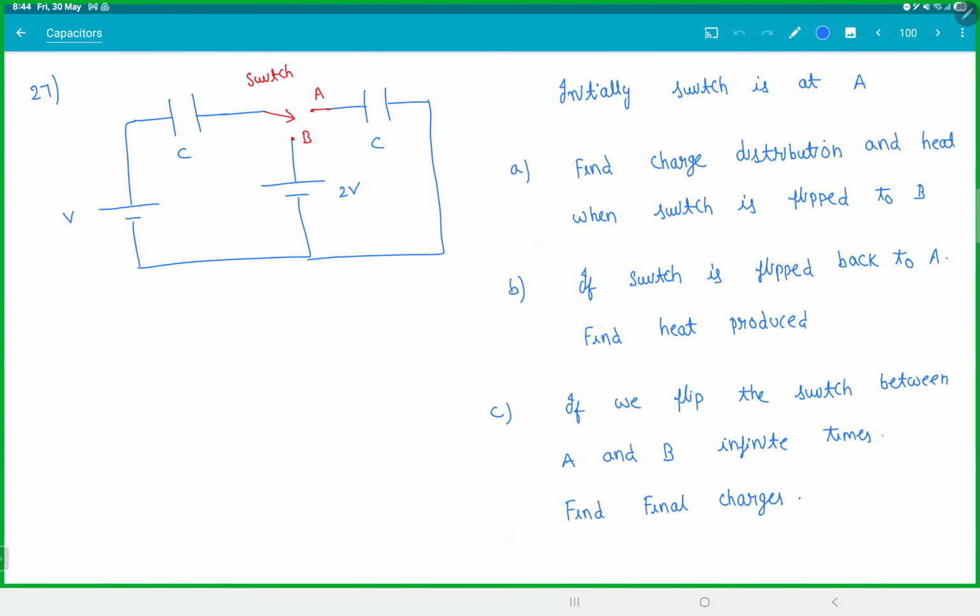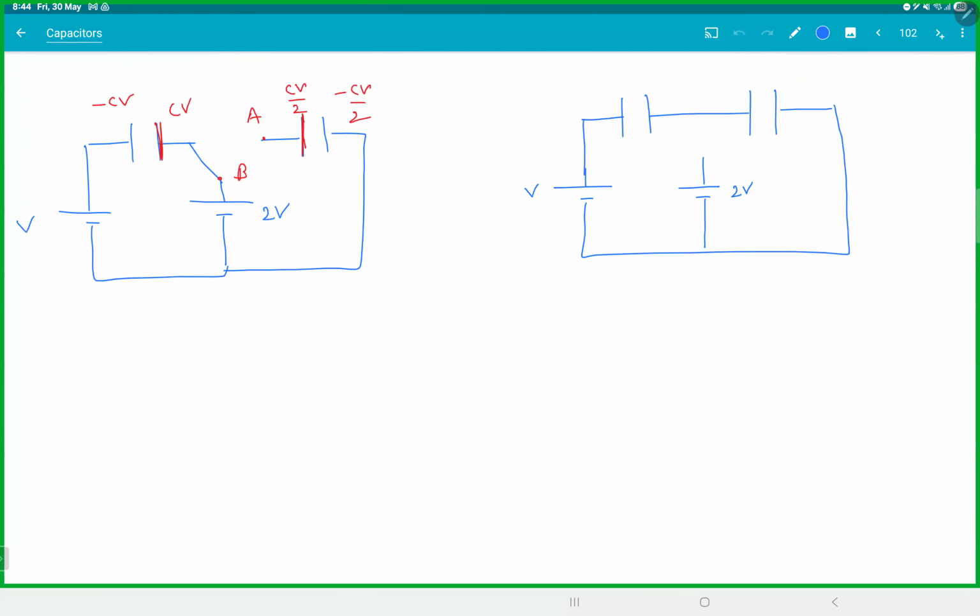Initially, capacitors were empty. So they had the same charge. So I could take them in series. It worked out. You can't do this now. Once you flip the switch, you messed up the whole thing. Then how do we start?